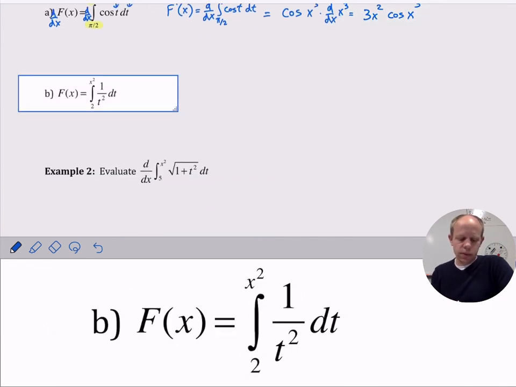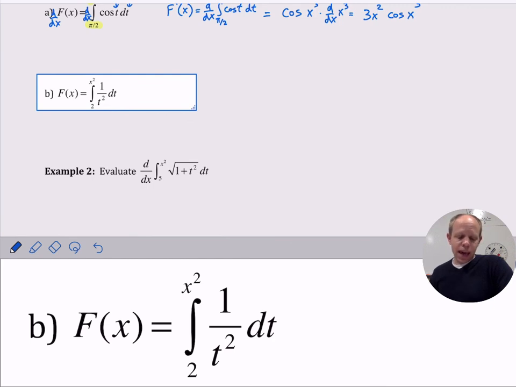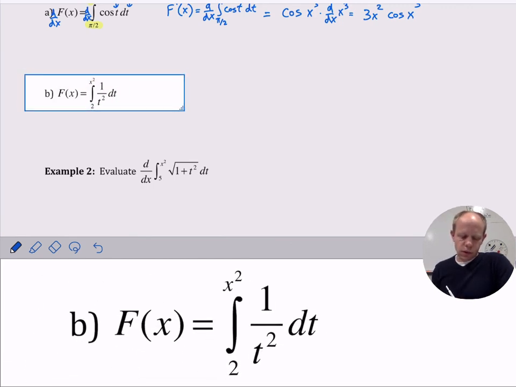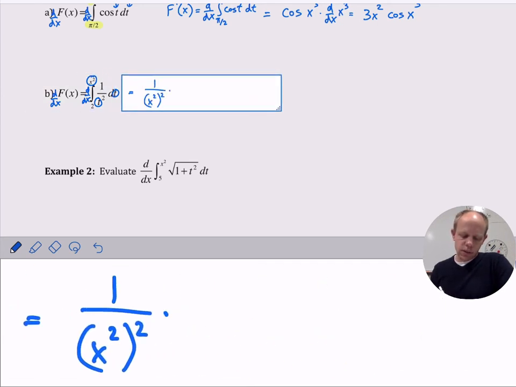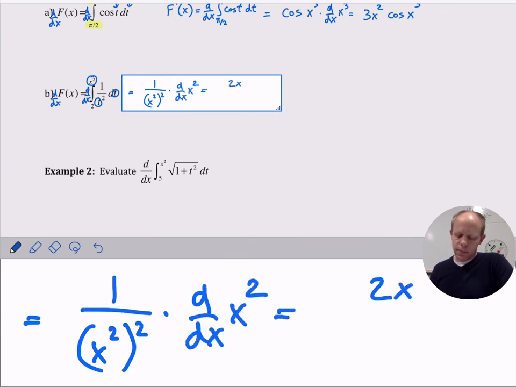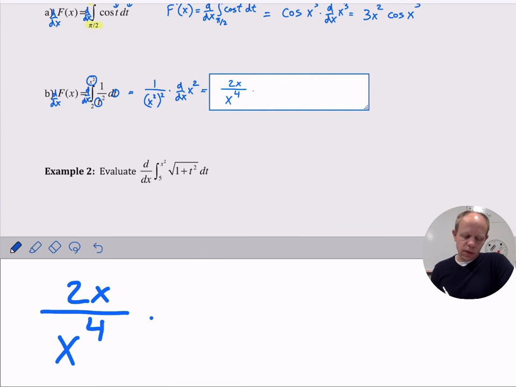Let's try another one here. Again, we're trying to find the derivative of capital F at x. So if we want to find the derivative, we'll just take the derivative of both sides. Then the x squared is going to get replaced in for the t here and here. So we're going to be left with 1 over x squared squared times the derivative of x squared. Well, that's just 2x, and then x squared squared is x to the fourth. And finally, we can reduce this. So 2x divided by x to the fourth will just be 2 over x cubed.